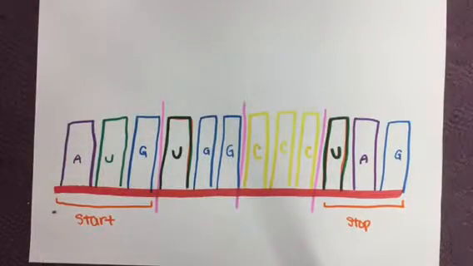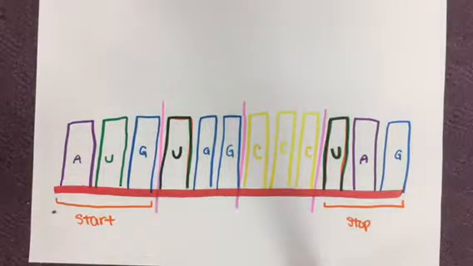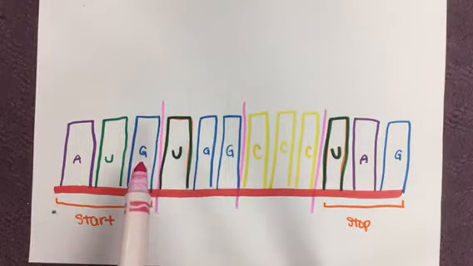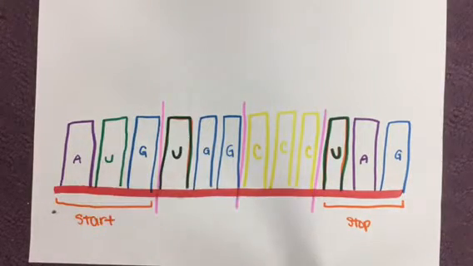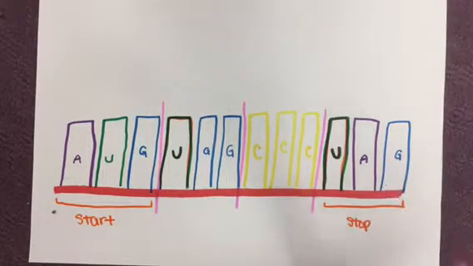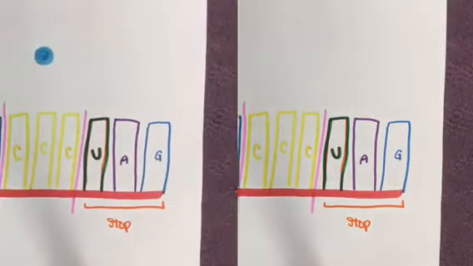A codon is a 3-nucleotide sequence that codes for an amino acid. If each codon is made up of 3 nucleic bases, you see here, these 3 bases make up one codon, these make up a codon, these make up a codon, and these 3 make up a codon. This gene has 4 codons in total with 12 nucleic bases.